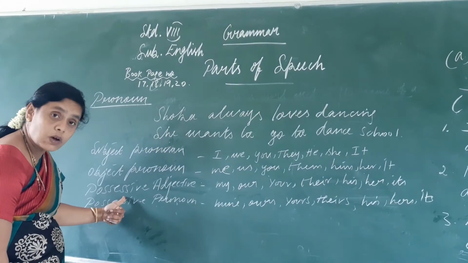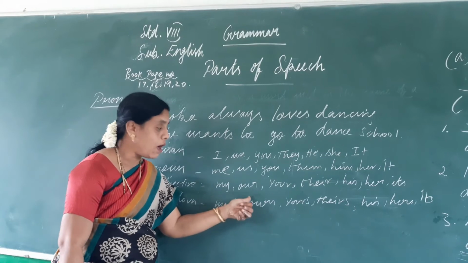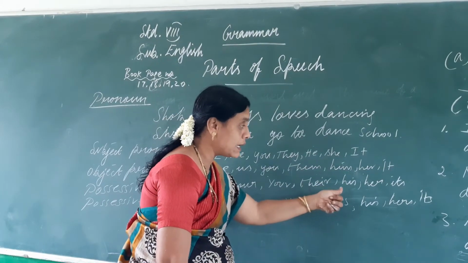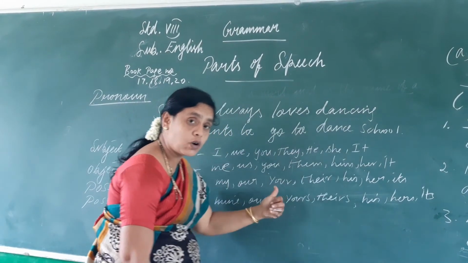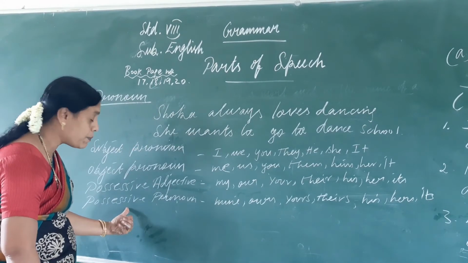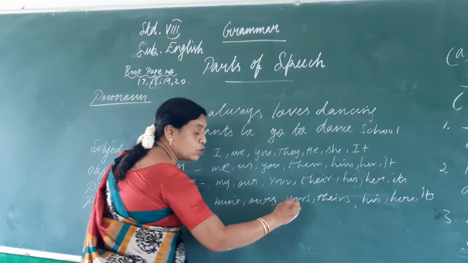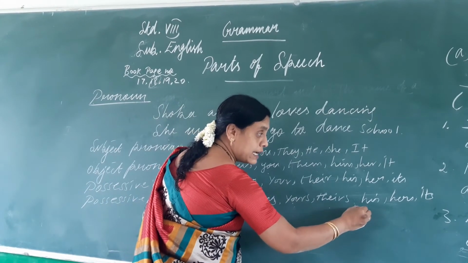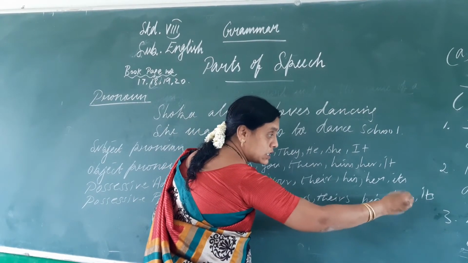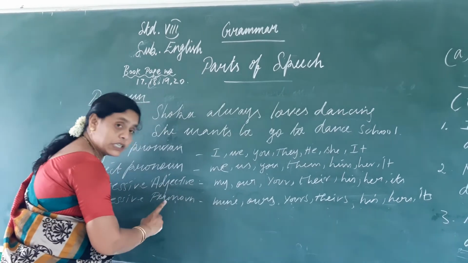And what are the possessive adjectives? My, our, your, their, his, her, its. These are all possessive adjectives. What are the possessive pronouns? Mine, ours, yours, theirs, his, hers, its. So these are all called possessive pronouns.